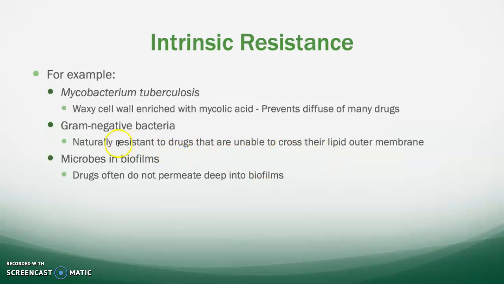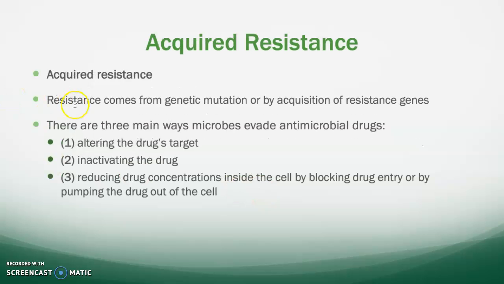And then probably the most common or the most difficult one to get rid of is microbes that form biofilms. Remember, biofilms are those communities of different microbes that form many layered community, and often the drugs can't get past that top layer, and so those microbes that are deep in the biofilm would survive. With acquired resistance, this is where we see resistance comes from a genetic mutation or picking up resistant genes.